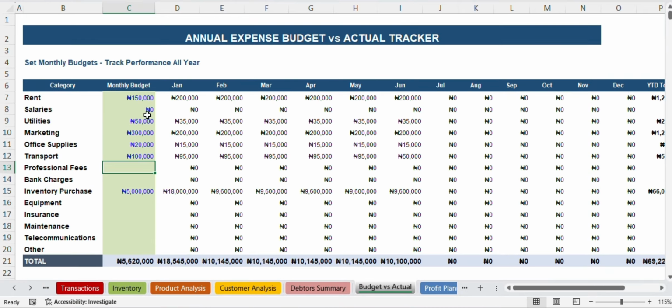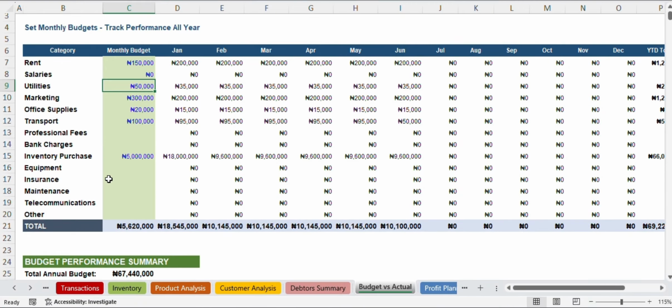All you just need to do is, what is your monthly budget? What's your monthly budget for rent? If your rent is 1.2 million, divided by 12, that's what you pay every month. If you pay salaries, how much is the annual salary of your staff, divided by 12, you write it. Your utility bill, you already know what you spend in a month. If you don't know, you can just make a budget. Again, it's a budget. You make your budget. Same thing goes for marketing and every other charge.